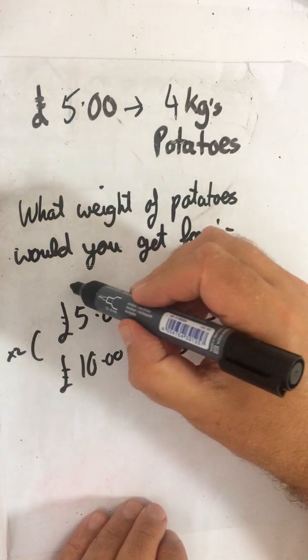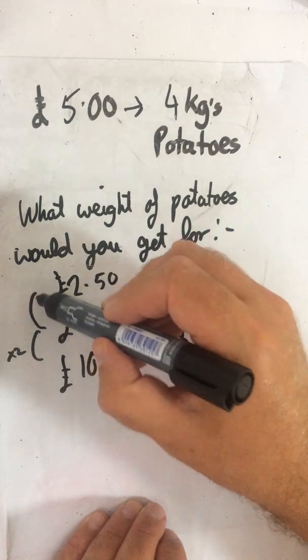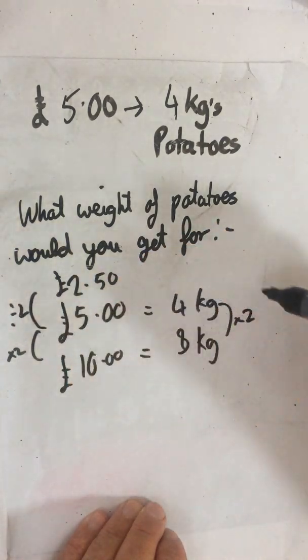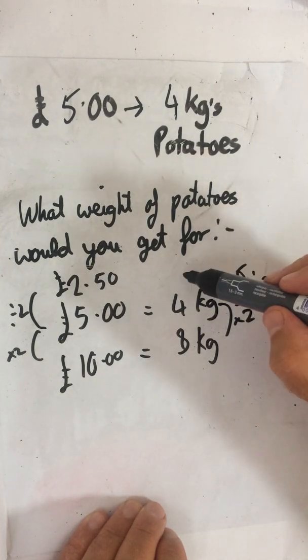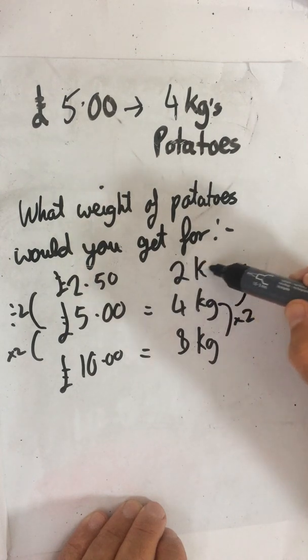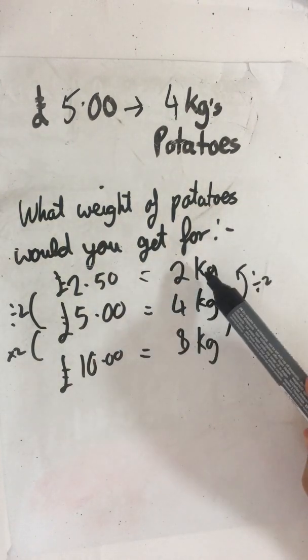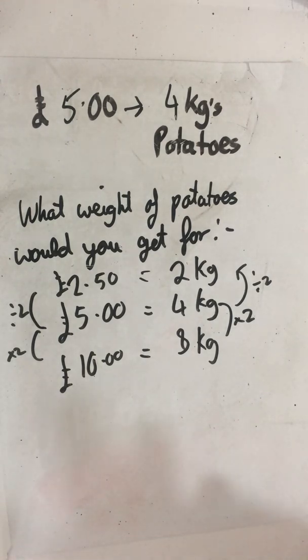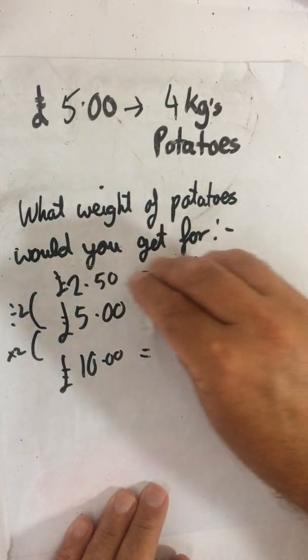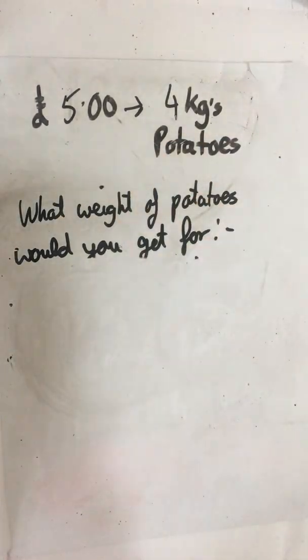And if, for example, you wanted £2.50 worth, I'm going from there to there, so I'm dividing by 2, and I do the same there, dividing by 2 to get to there. So I'm halving it, aren't I? So 2 kilograms. So you can see how everything here is in proportion. £2.50 gives you 2 kilograms, £5 gives you 4 kilograms, £10 gives you 8 kilograms. So that's an example of things being in proportion.